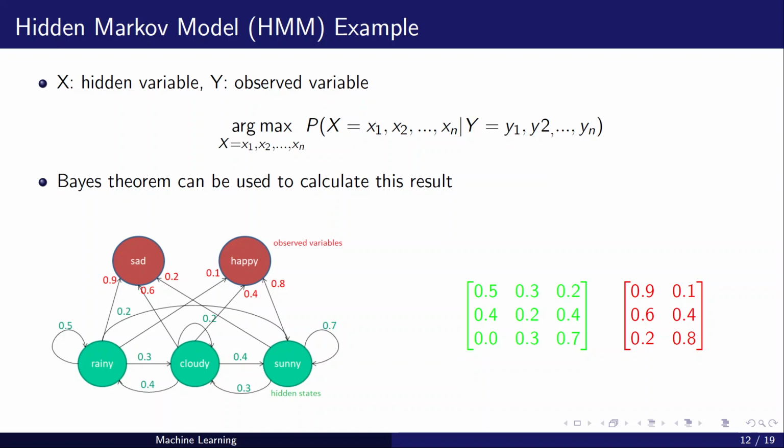So here x is the hidden variable and y is the observable variable. What we would like to find out from our hidden Markov model is, you are given y. From this you would like to find an x which maximizes this probability p of x given y. But we don't have any direct method to calculate this. So our Bayes theorem is going to help here.